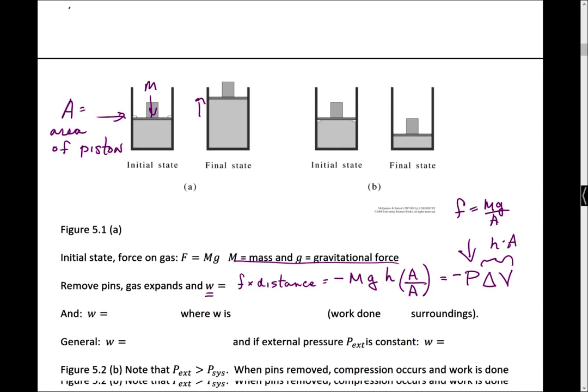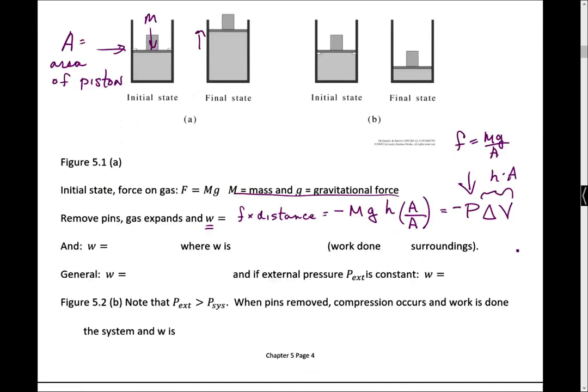Make sense? All right. So what we can say in this case then is that work is going to be minus P delta V. And we expect that work to be negative, and that's because we're doing an expansion. The system is pushing against the surroundings. It's expanding against an external force. It's expending energy, so work is done on the surroundings.